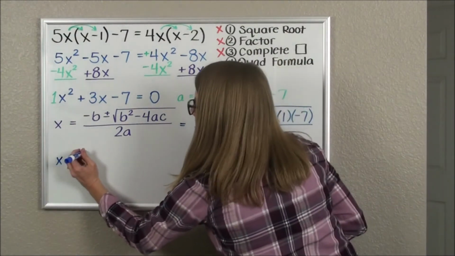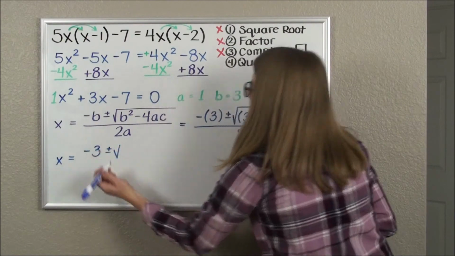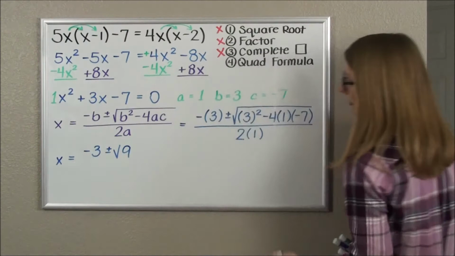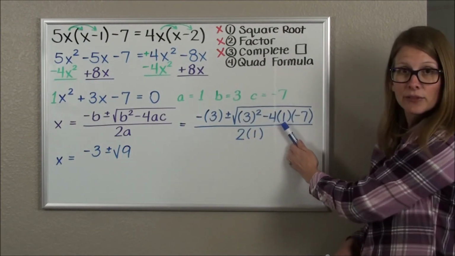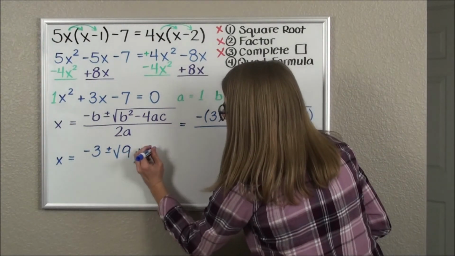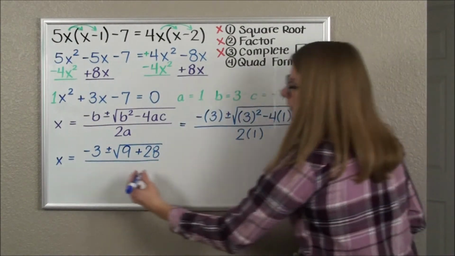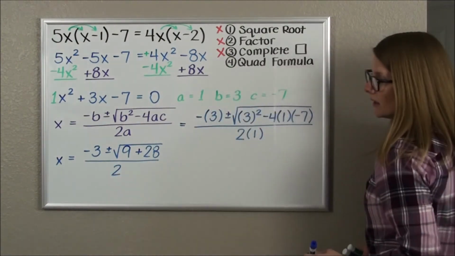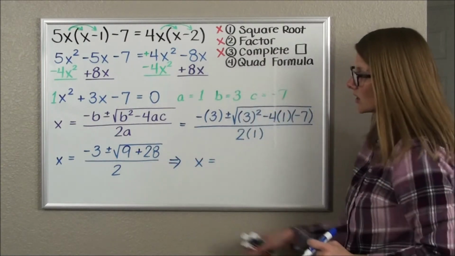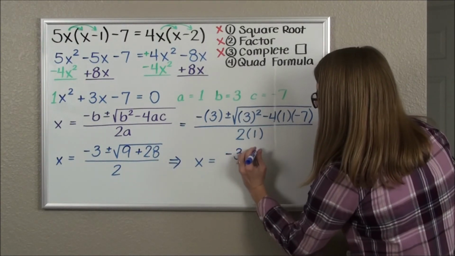So we write the formula, we plug things in, now we take care of the multiplication. Negative times 3 is -3, plus or minus square root. 3 squared is really 3 times 3, which is 9. -4 times 1 is -4. -4 times -7 is positive 28. Downstairs, 2 times 1 is 2. Next, we need to clean up the radicand, so we need to actually add 9 plus 28. That will give us a radicand of 37.